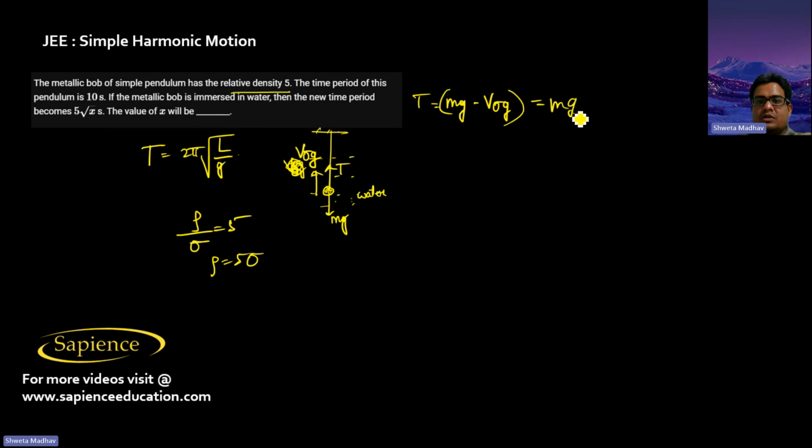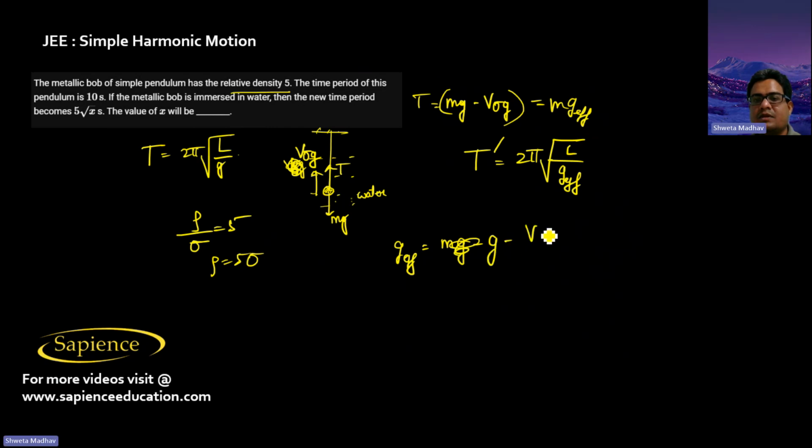That is equal to n into G effective. Now, therefore, the new time period T dash is equal to 2 pi root over L by G effective. Now, G effective will be equal to G minus E sigma by m into G. Now, volume V is mass by density, m by rho. So therefore, I can say G into E by m, that is 1 by rho.